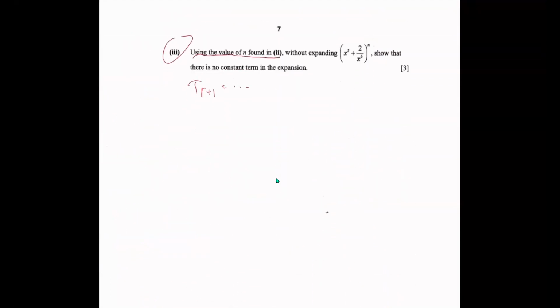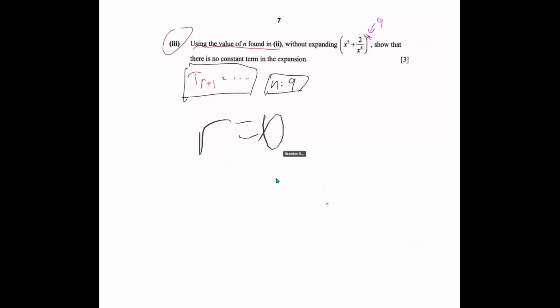Part 3. Using the value of n found in part 2, n equals 9. I give you the hint, T r plus 1. Without expanding this, n is now 9, so just replace with a 9. Show that there's no constant term. So r equals 0? Wait, no. Find the T r plus 1 first.